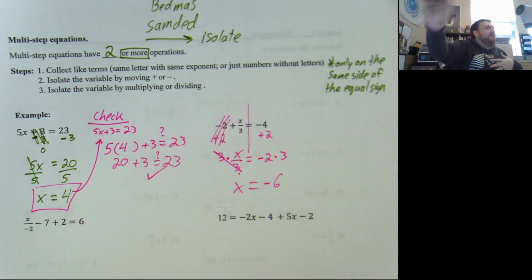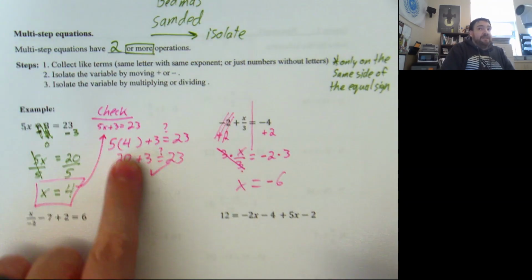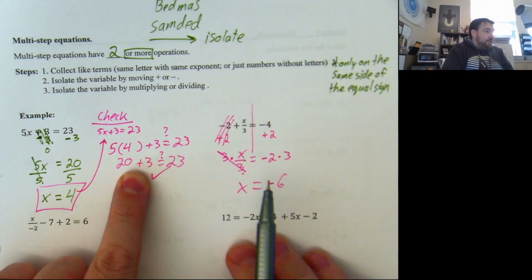I gave my wife the paper. I gave her the red pen. She found all my issues, which you can't do on a test.